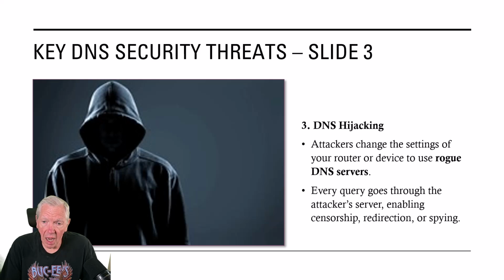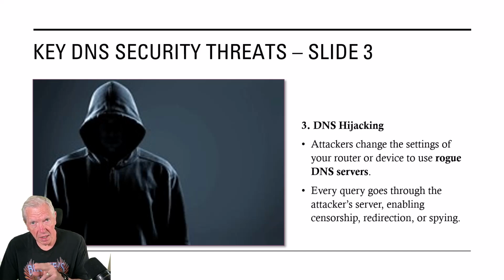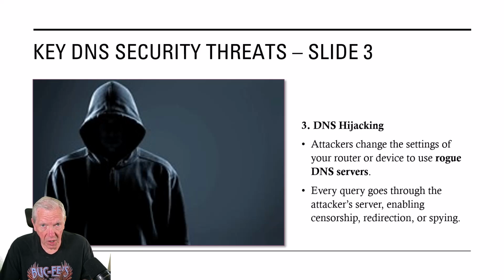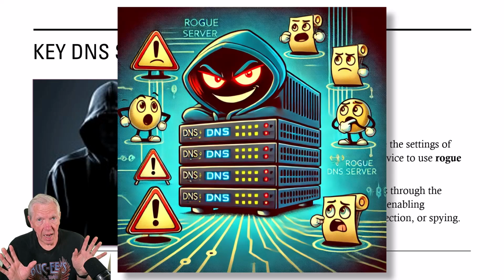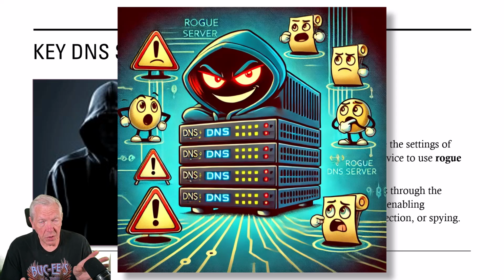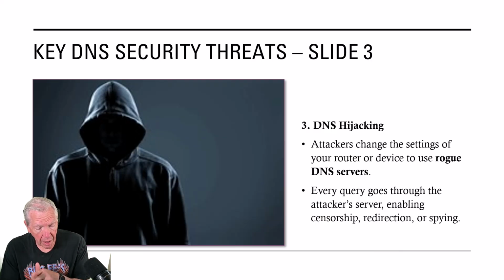Another one is DNS hijacking. So this is where attackers change the settings of your router or your device to be able to use a rogue DNS server. Now, in the Windows Active Directory server environment, you can't have rogue DNS servers. I'm not saying you can't set one up. You certainly could, but they are not part of the DNS transfer process that Windows Server does.